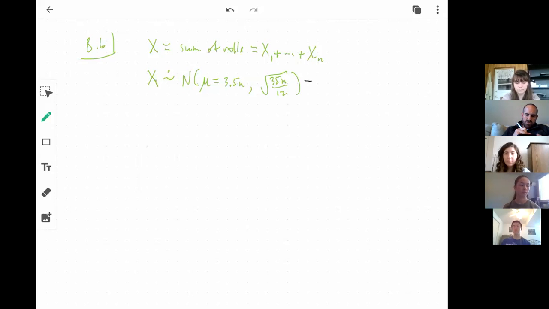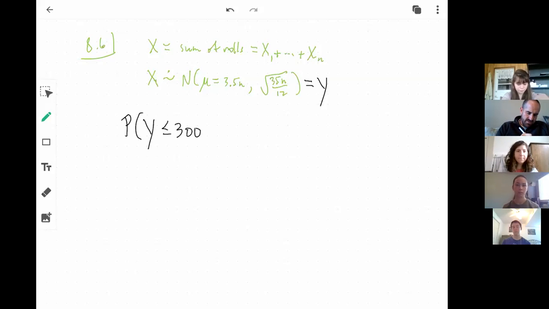Okay. So I'm going to call this random variable y just so we can reference it. It's not exactly the same as x, right? Right. But asymptotically it has the same distribution. So you said the probability that y is less than or equal to 300, where we plug in 79 for n. Right. But that doesn't quite work because of the continuity correction.